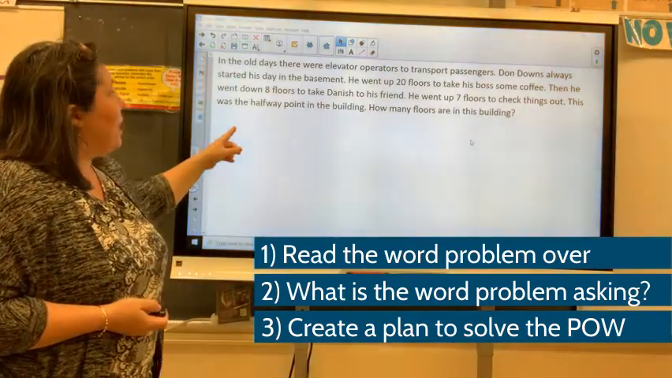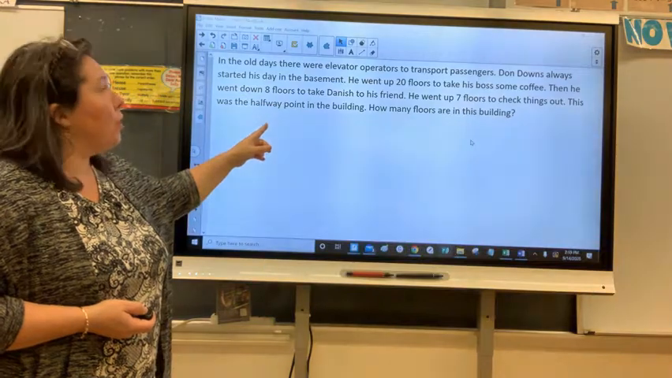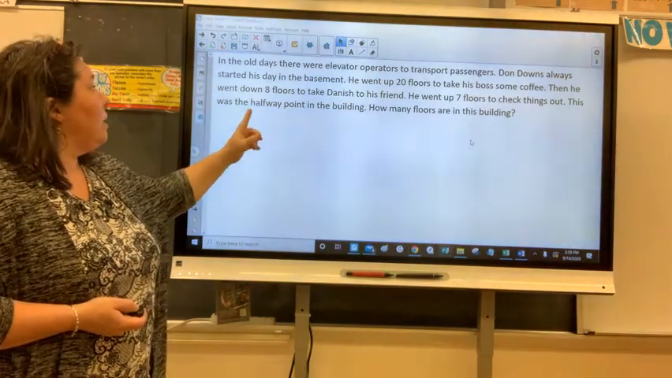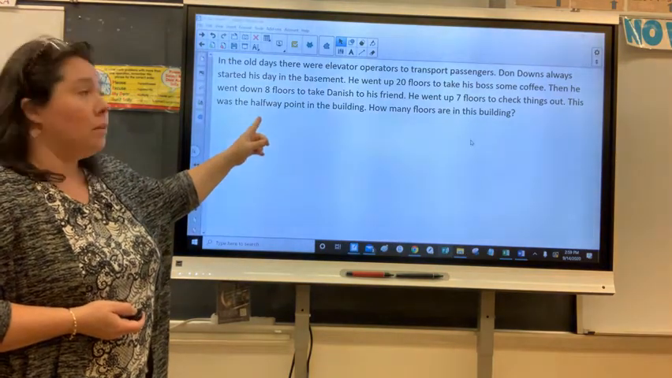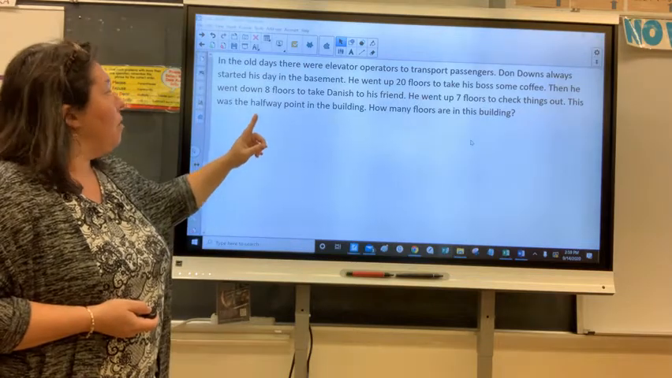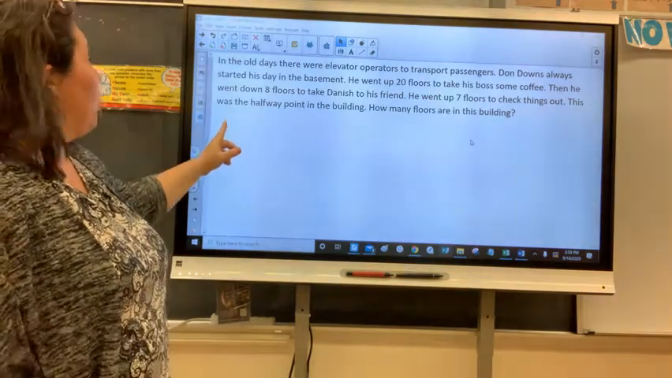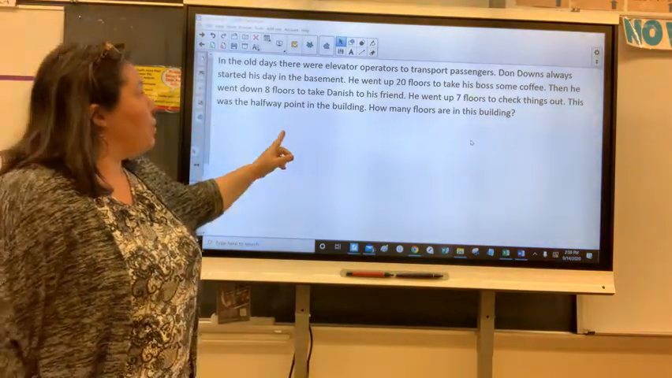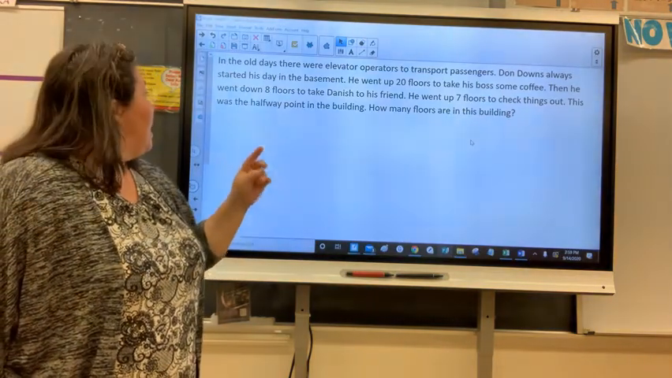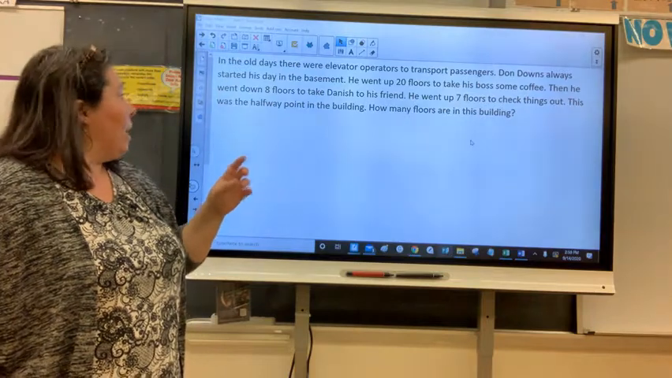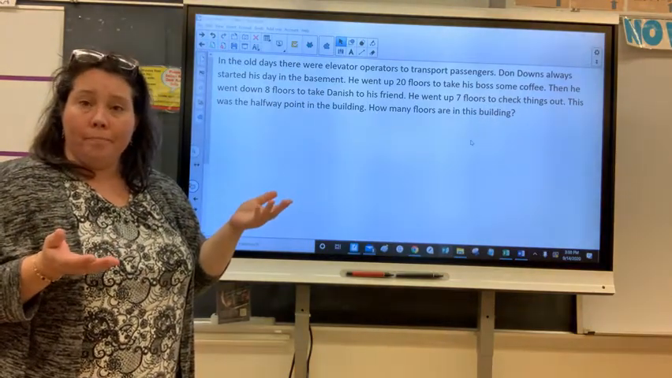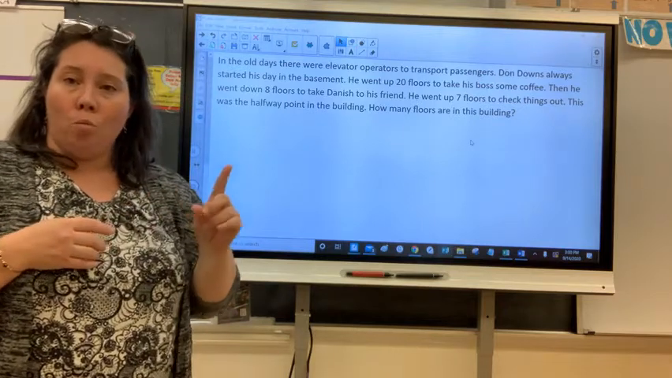In the old days, there were elevator operators to transport passengers. Don Downs always started his day in the basement. He went up 20 floors to take his boss some coffee. Then he went down 8 floors to take Danish to his friend. He went up 7 floors to check things out. This was the halfway point in the building. How many floors are in the building? So we read the word problem once.